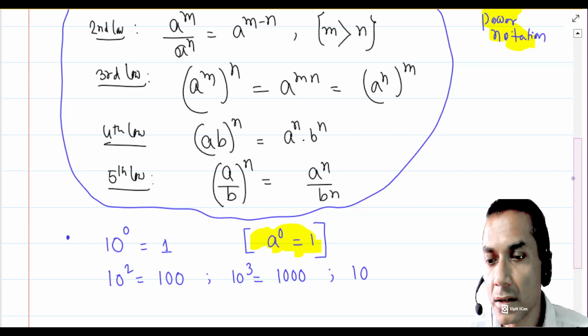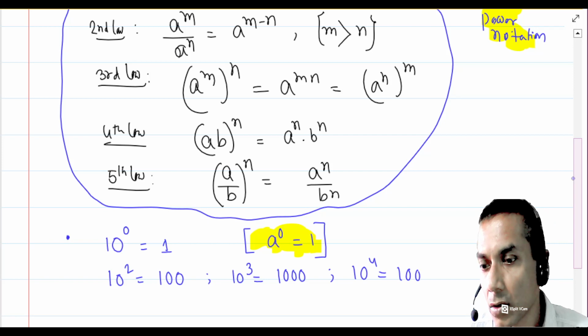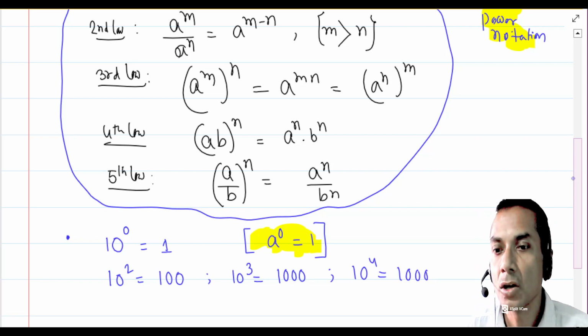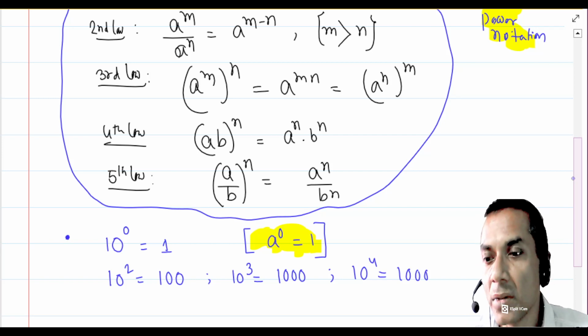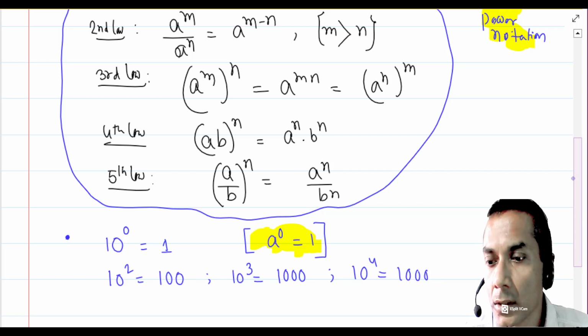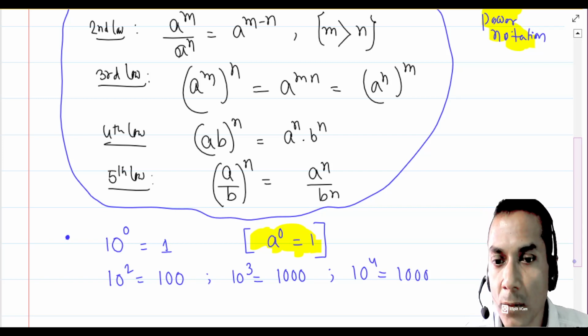Similarly, 10 to the power 4 means... so hope it is clear. It is very easy to understand. Why is it so important? Because there are so many applications. So you have to remember this basic small concept.